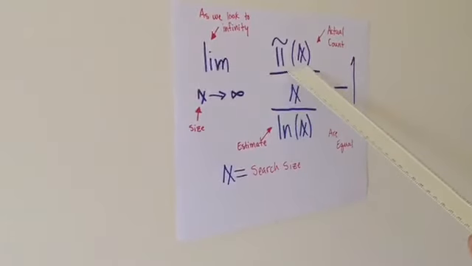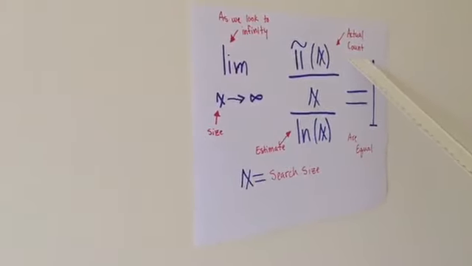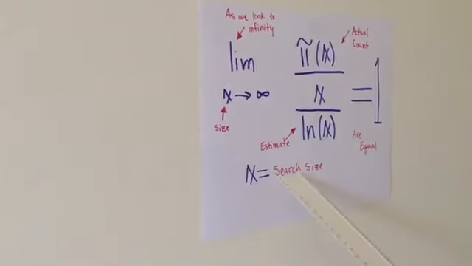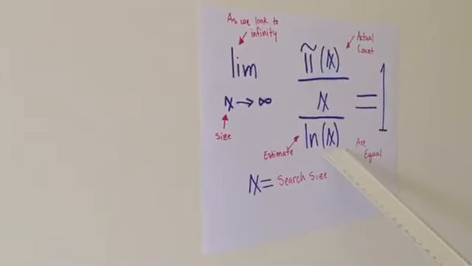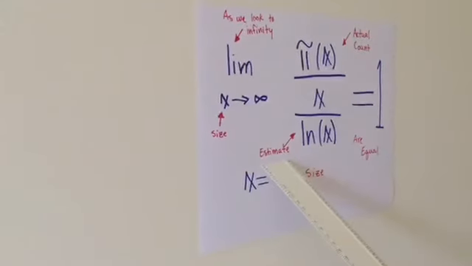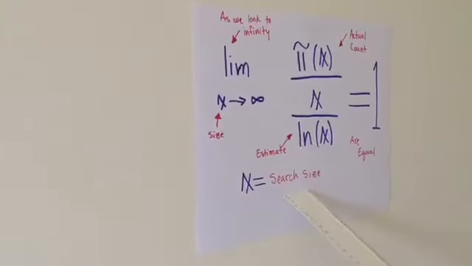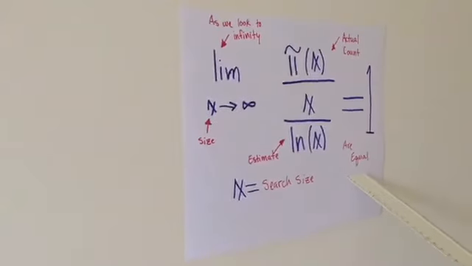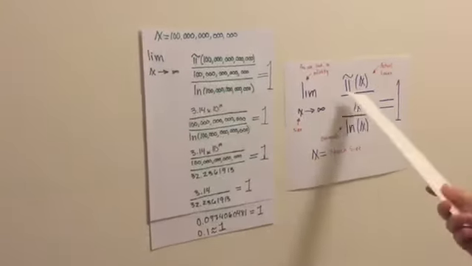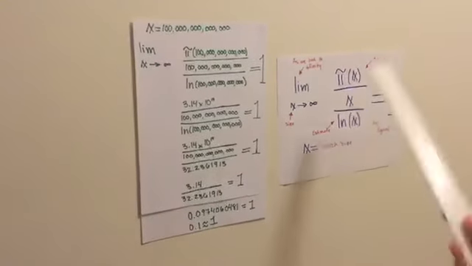Pi of x is an actual count of the number of primes within the search size. x divided by ln of x is an estimate of the number of primes within the search size. These two expressions should be relatively equal to each other. Here we have our example problem of this equation.